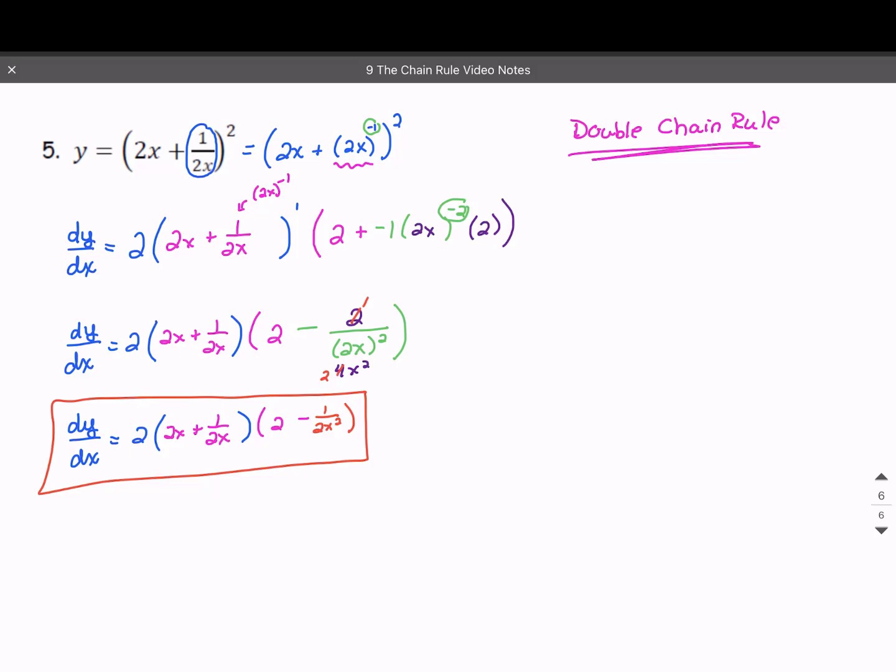All right, chain rule. Derivative of the outside, keep the inside, times the derivative of the inside. You've got to know the chain rule.